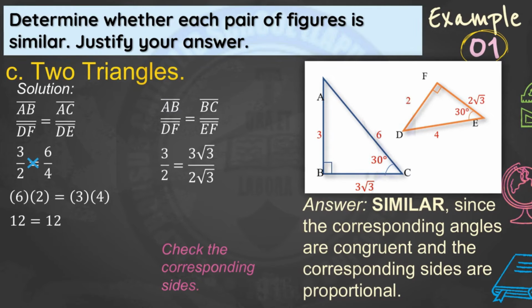Then do cross multiplication. So 2 times 3 square root of 3 is equal to 3 times 2 square root of 3. Then it gives us 6 square root of 3. That is also equal to 6 square root of 3. Thus, we can say that the two given triangles are similar.